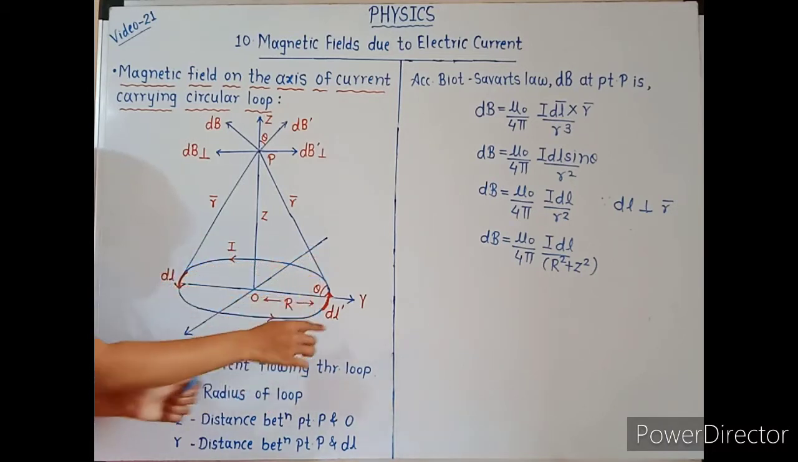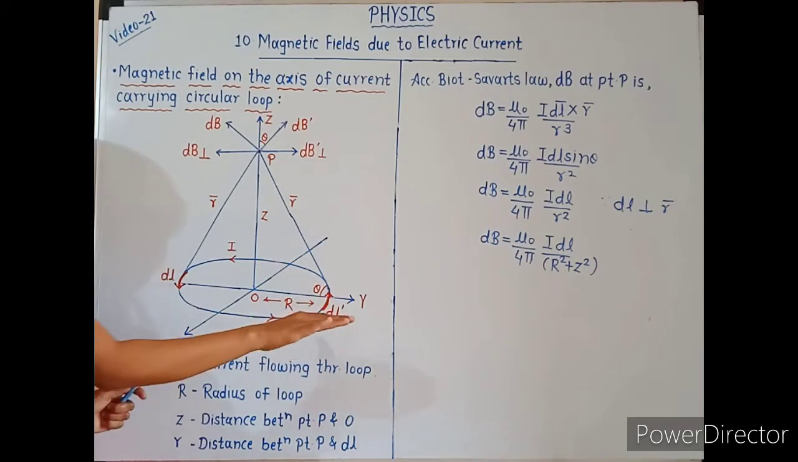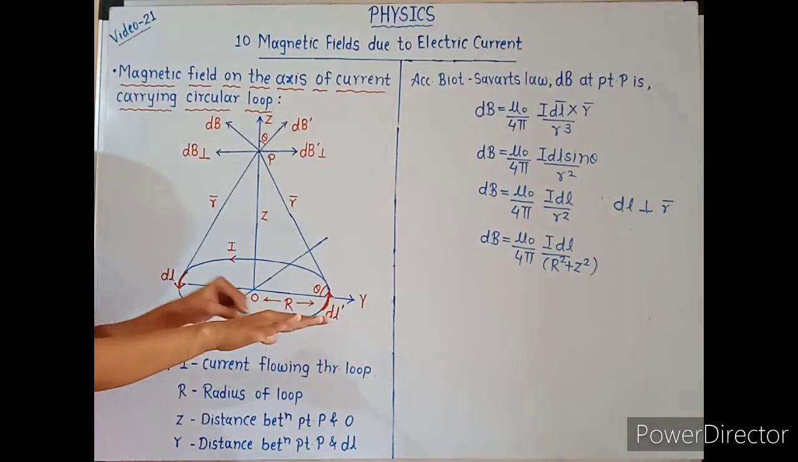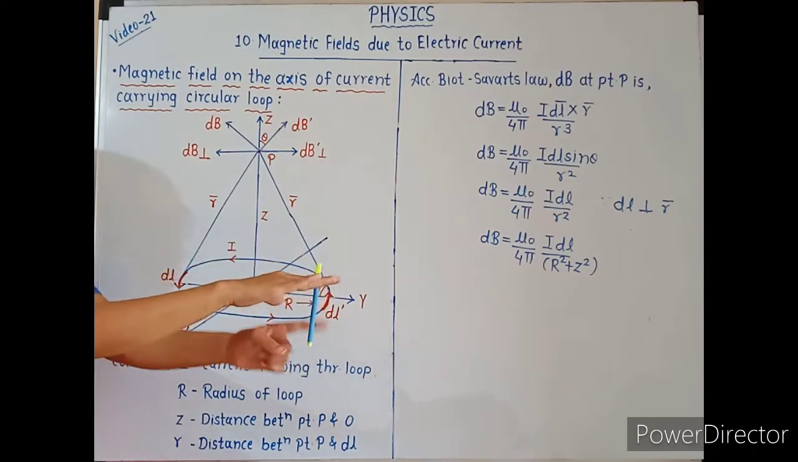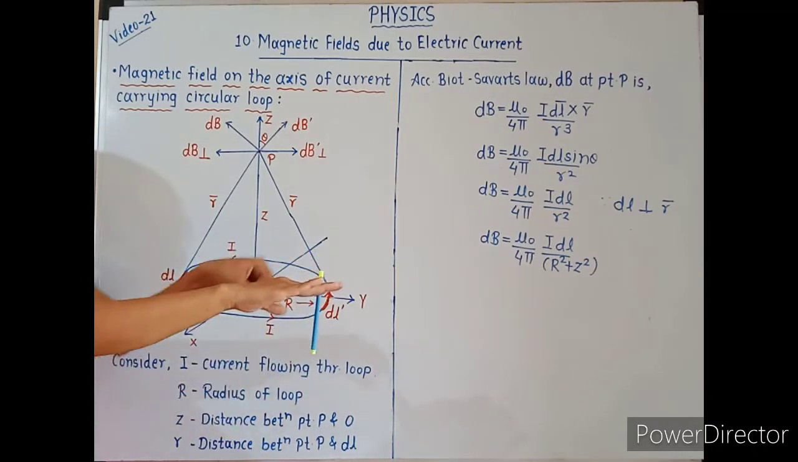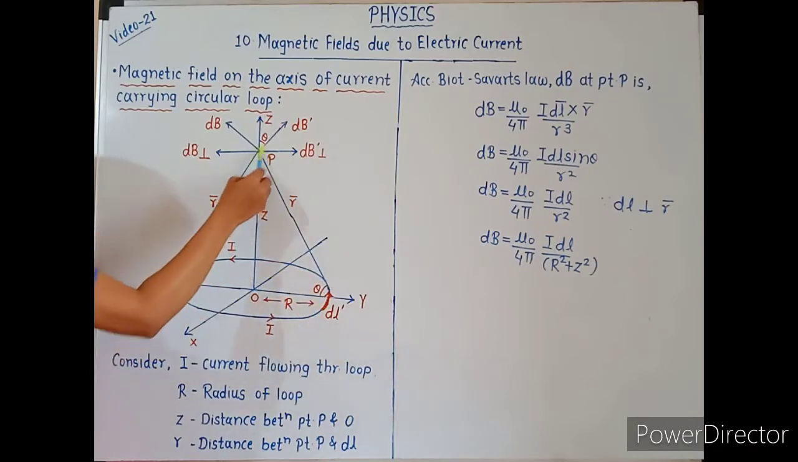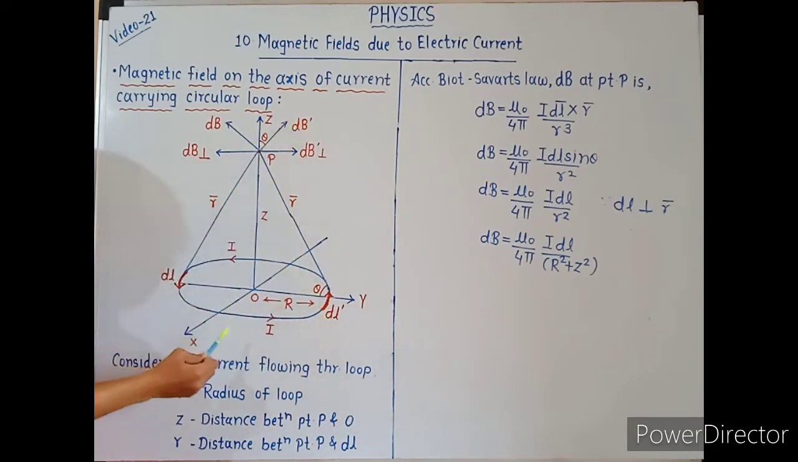Okay, as this dl dash is in the inward direction, this is the direction of electric current, this is R bar, and this is the direction of magnetic field, that is perpendicular to this R bar. Okay, so this is perpendicular to this R bar.